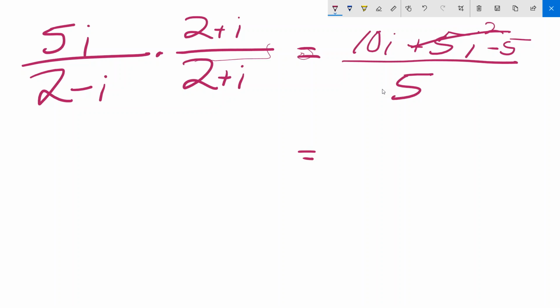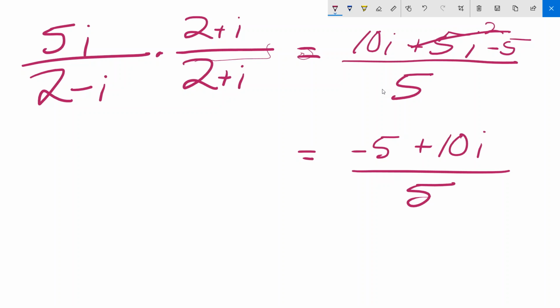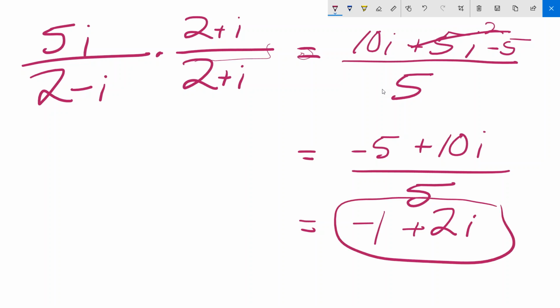Okay. And then I'm going to switch the order of them. So I'm going to put the negative 5 first plus the 10i over 5. So then negative 5 over 5 plus 2. Go ahead and simplify everything down. You don't need to really separate this into two fractions. You just need to divide top and bottom by 5. What do you get when you do that? Negative 1 plus 2i. That's it. That's your final answer. I don't any longer have a denominator to worry about.